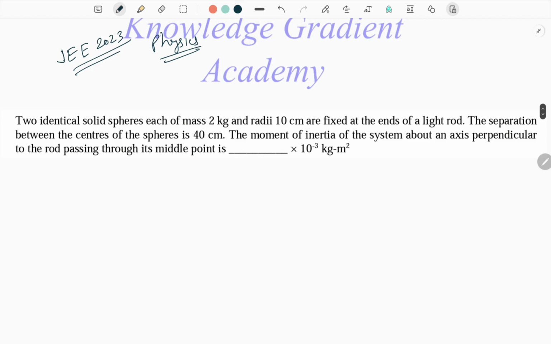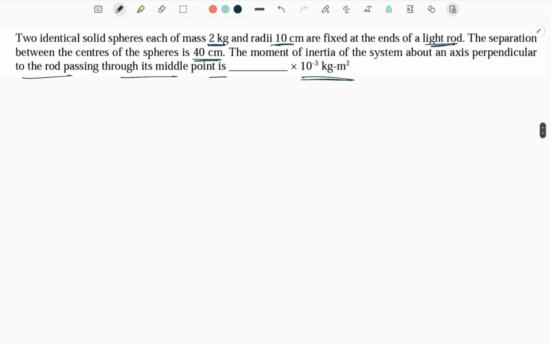Two identical solid spheres, each of mass 2 kg and radius 10 cm, are fixed at the ends of a light rod. The separation between the centers of the spheres is 40 cm. The moment of inertia of the system about an axis perpendicular to the rod passing through the middle point is equal to value into 10 to the power minus 3 kg meter square.